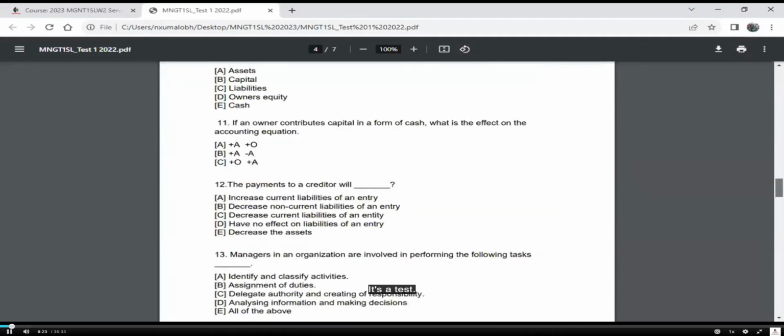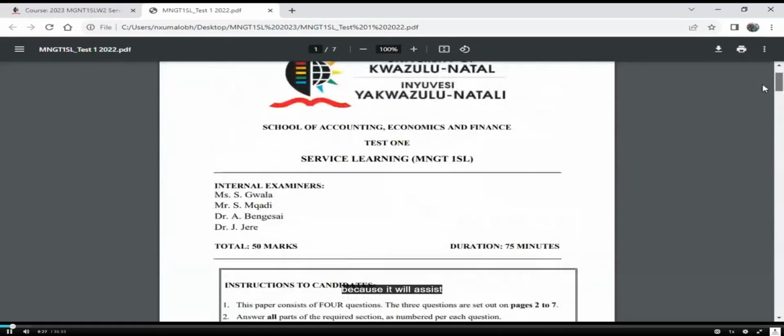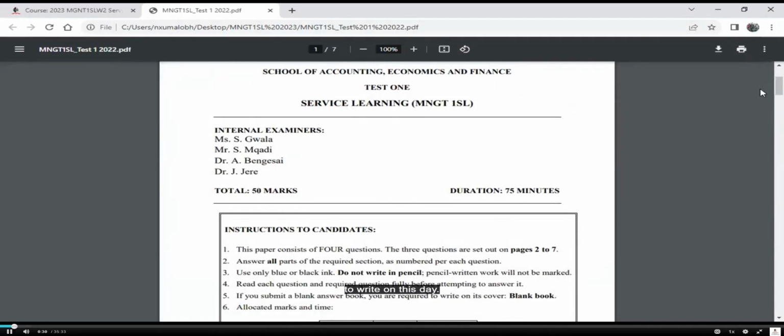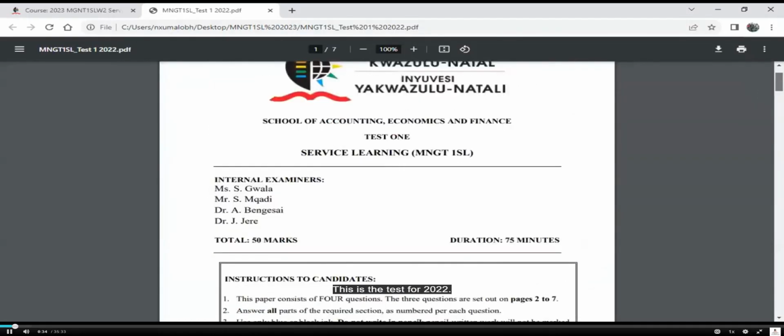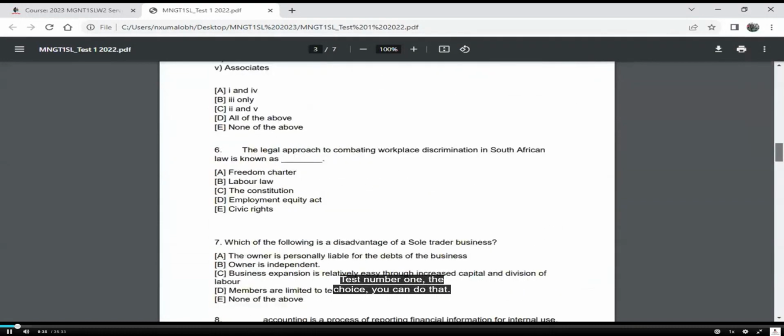You can go through this test because it will assist you so that you'll be ready to write on the day. This is the test for 2022, test number 1. There is multiple choice. You can do that.